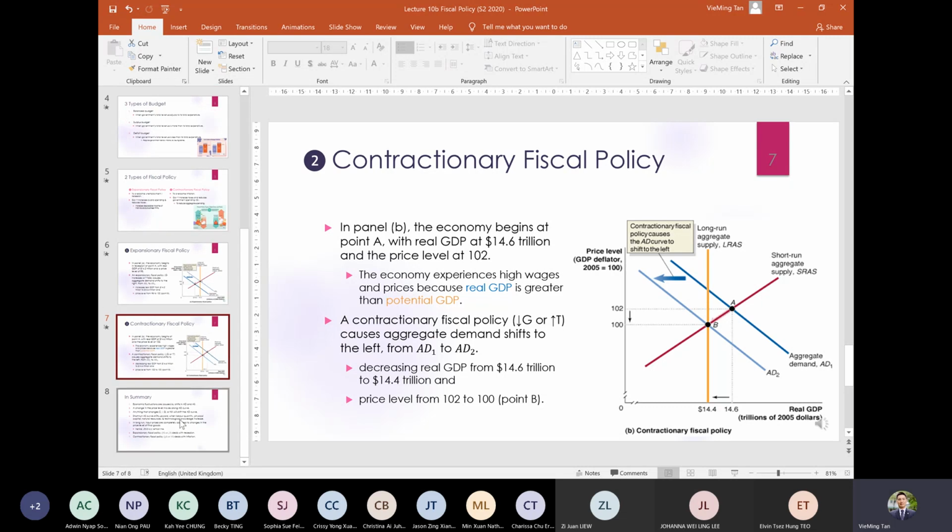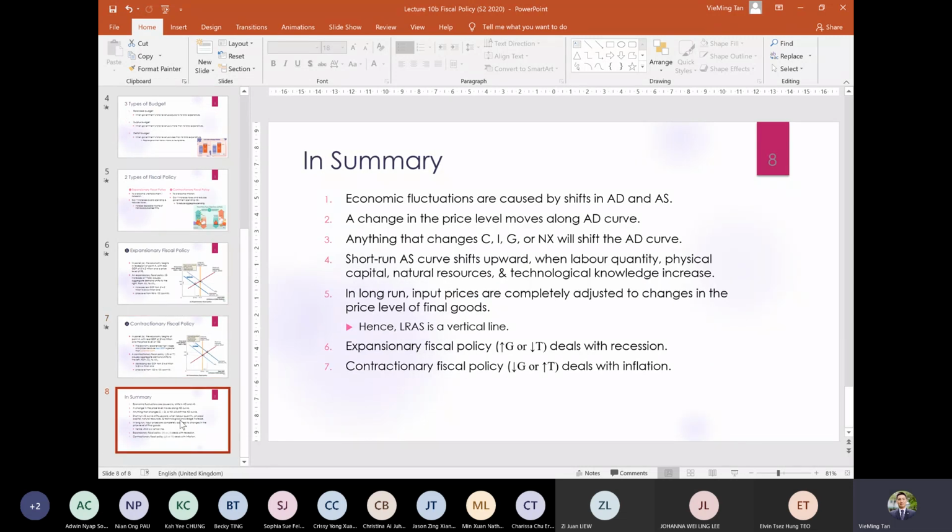Okay, so in short, in this chapter, you already learned what is aggregate demand, what is aggregate supply, and when the aggregate demand is going to move along the curve. It's based on the price level of the general products. And there are 4 factors that can shift the aggregate demand curve to the left or to the right, which are the C, I, G, and X.